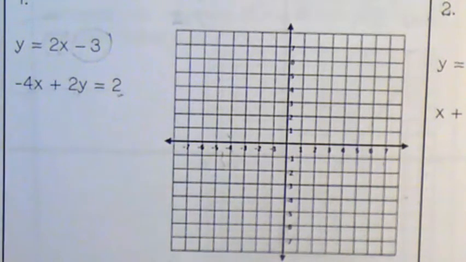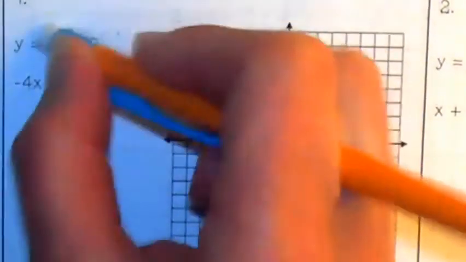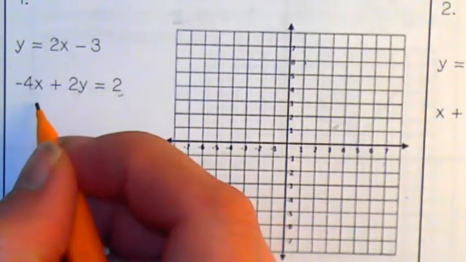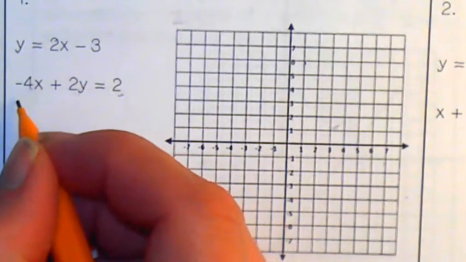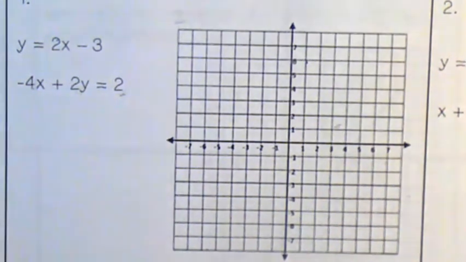And then we'll see if there's one solution where the two lines cross, 0 solutions where the lines are parallel, or infinite solutions where it's the same line just sitting on top of each other. They're equivalent equations.